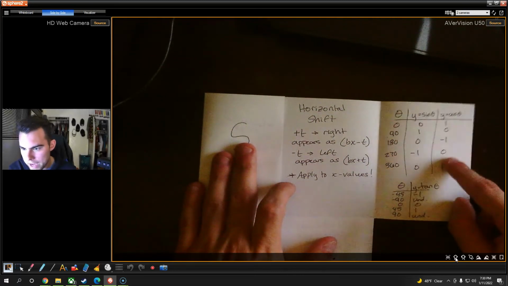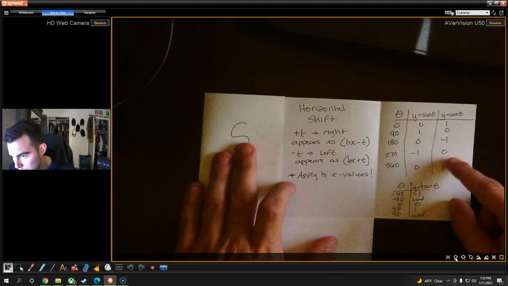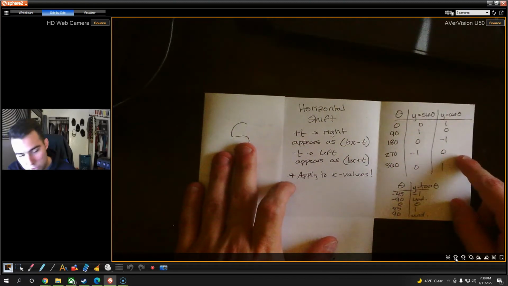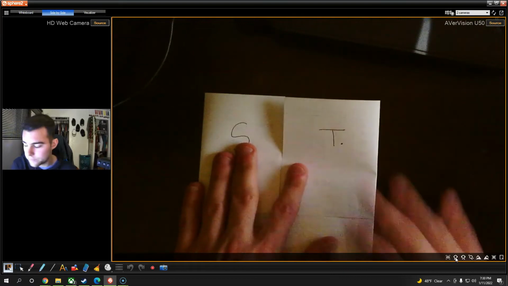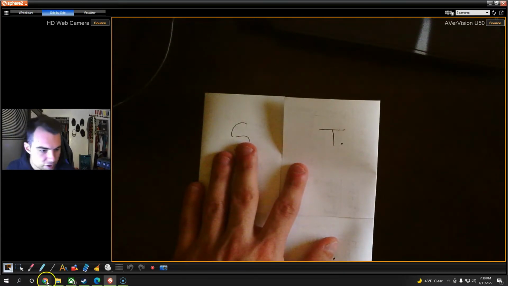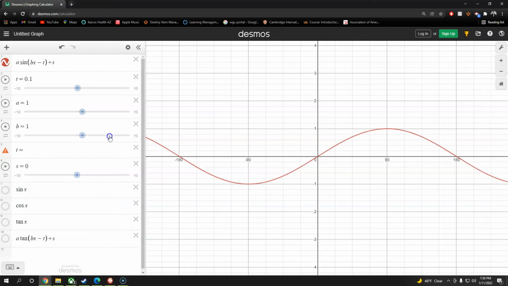I also included the base x and y charts for sine, cosine, and tangent. You might want to include those on your stab foldable if you want to keep those handy. But if you're comfortable with them, you don't need to. Let's look at our next guy.